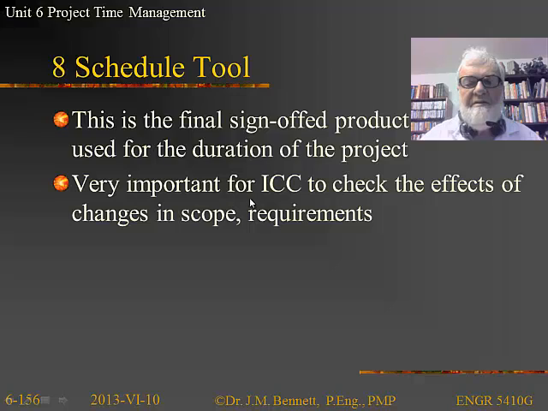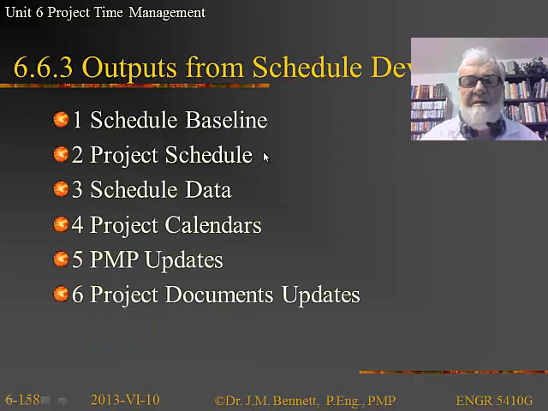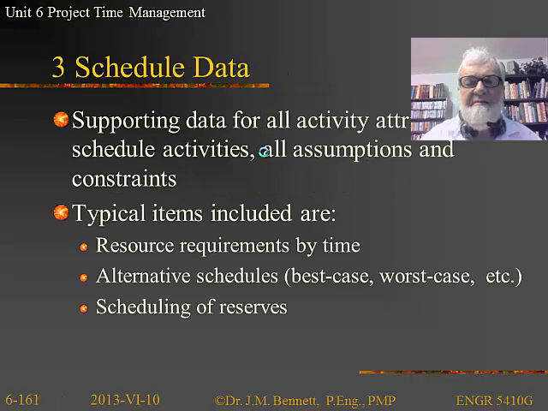And we want to make sure that with the integrated change control, any changes in scope and requirements may well have an effect on the schedule, probably is guaranteed to do it. In terms of the activities, we probably should have a code assigned to each one of those activities so we can sort of extract numbers based on those activities themselves.